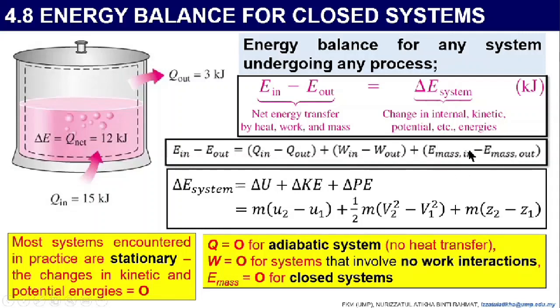If it is stated that no work interaction happens in the system, then this term will be 0. W in minus W out will be 0. So you just have to add the changes between heat and energy by mass. And if it is stated that it is a closed system, then automatically this term will be 0. E mass in minus E mass out equal to 0.